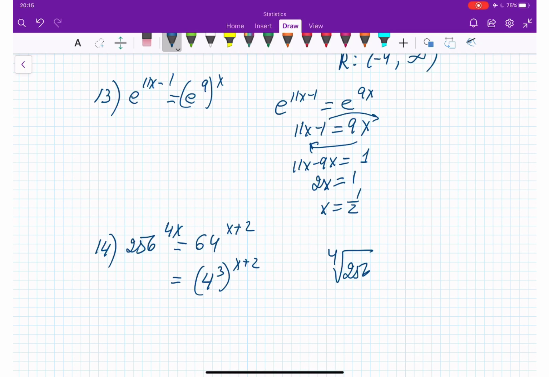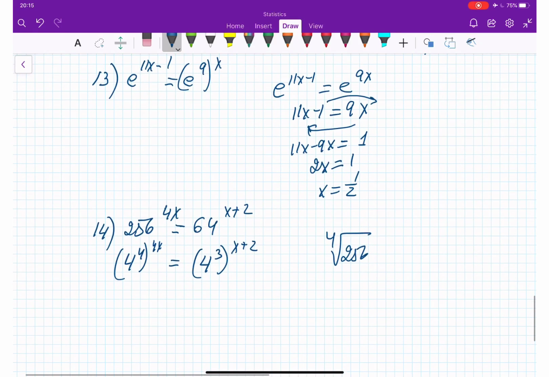I'm going to open, I think it's 6. We'll see. 256 and radical 4. Okay, I thought 6. Never mind, it's 4. So it's going to be 4 to the power 4, to the power 4x.